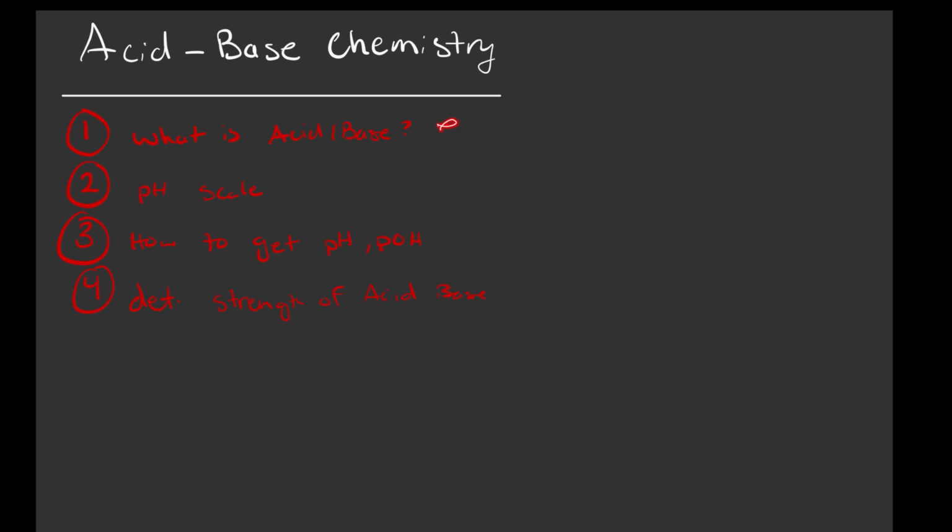We're going to talk about what an acid and base is. We're going to talk about the pH scale. We're going to talk about how to get pH and pOH and some of the other math involved there. The last thing we're going to talk about is how to determine the strength of an acid or base without pH or pOH or anything like that.